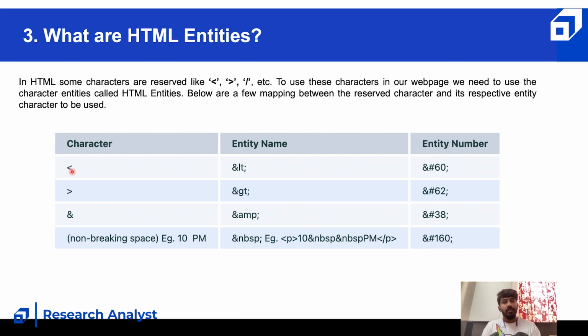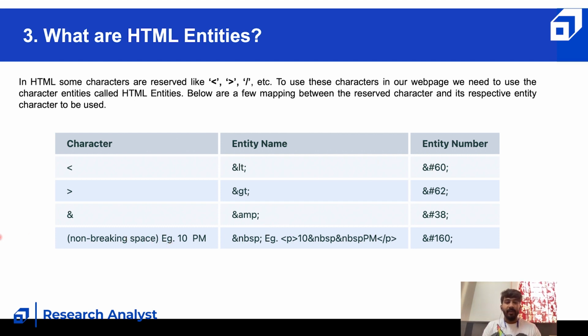So this is to just make sure that these characters do not override the tags which are being mentioned, right? So for greater than, it is &gt; and &#62;. For ampersand, it is &amp; and &#38;.